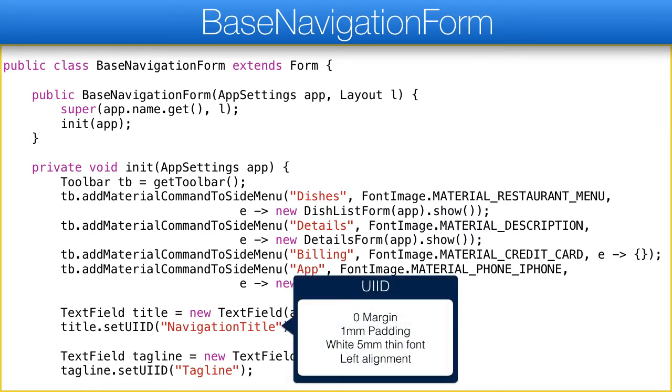The title of the forms is really a text field, as it's editable in place. The trick in making a text field feel like a title is to style it as such, which is why we created the navigation title UIID. That style has 0 margin, 1 millimeter of padding, with a 5 millimeter white font that's aligned to the left. That looks and feels like a title.